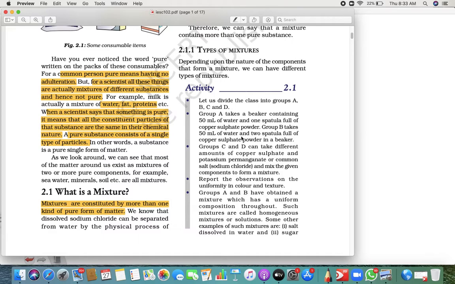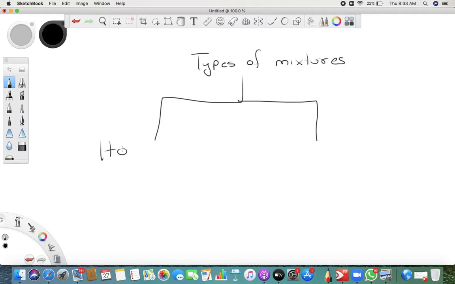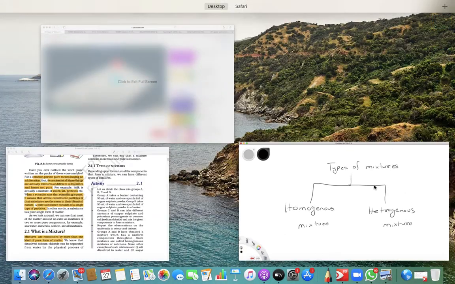There are two types of mixture, right? Types of mixture. One is homogeneous mixture, another is heterogeneous mixture. Now what is the difference between the two? I'll tell you. Have a look.